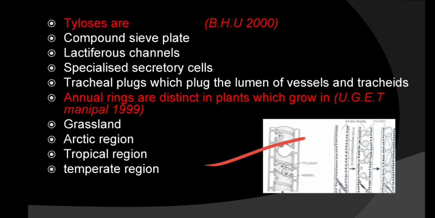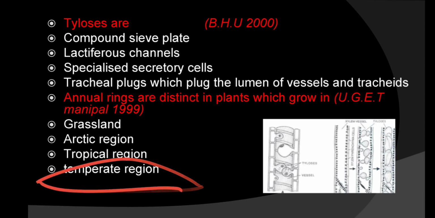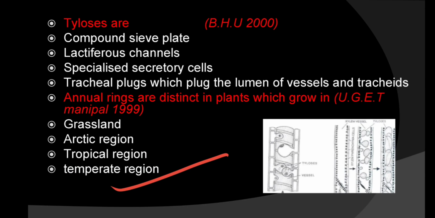This is the secondary xylem, which is the newly formed secondary xylem. Annual rings are distinct in plants which grow in the temperate region. In the temperate region there is a variation in temperature, due to which we can easily see the annual rings in the plant.